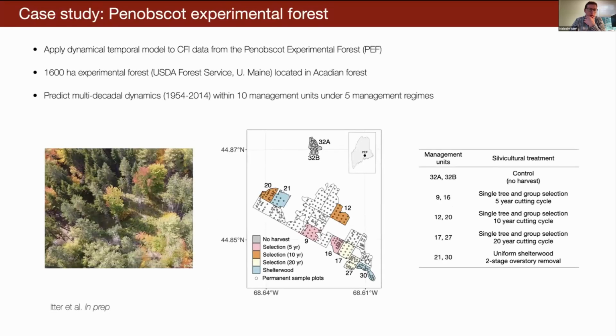And so we've been developing this framework using long-term inventory data from the Penobscot Experimental Forest, which is a 1,600 hectare experimental forest in South Central Maine, co-managed by the Forest Service and the University of Maine. And essentially here we're predicting multi-decadal dynamics within 10 management units under 5 different management regimes. So each management regime has 2 replicates. We've got a control where no harvest has occurred since the forest was established. And then 3 different selection systems with different cutting cycles, a 5-year cycle, 10-year, and a 20-year cycle. And then 2 management units where we have 2-stage shelterwood with a pre-commercial thinning post overstory removal.